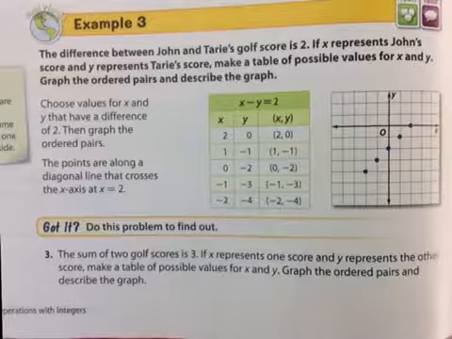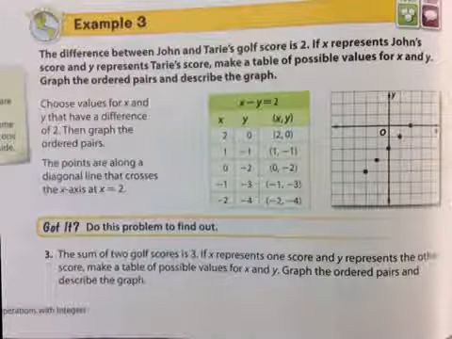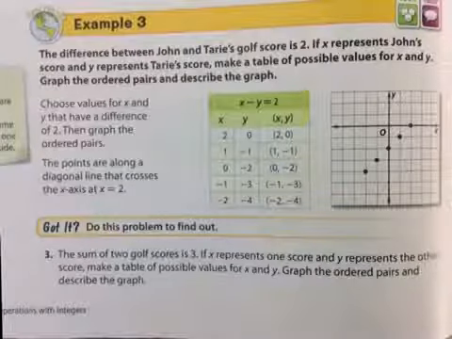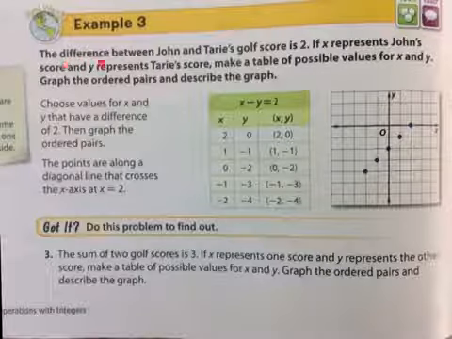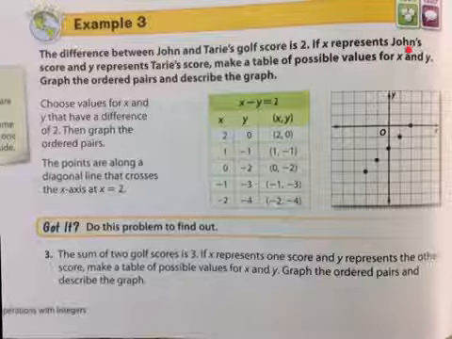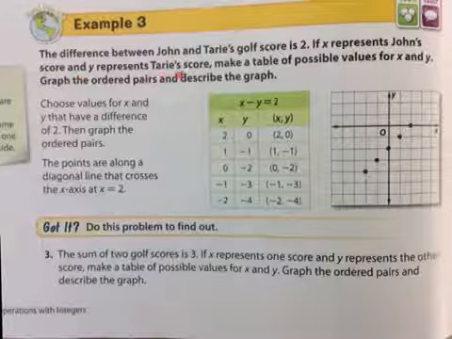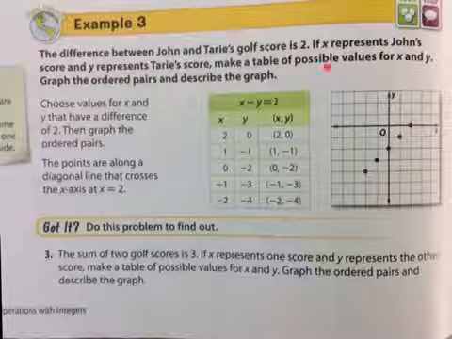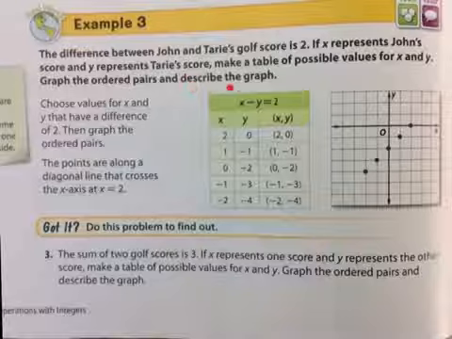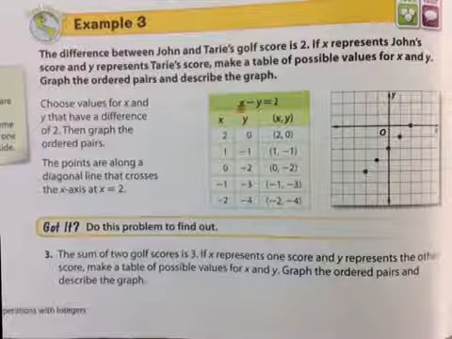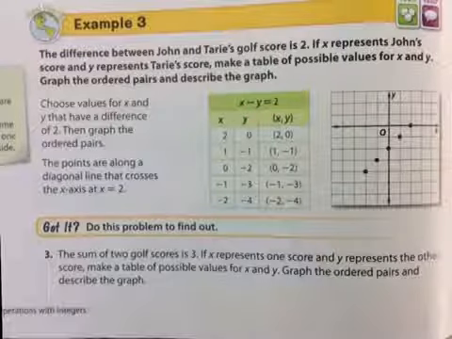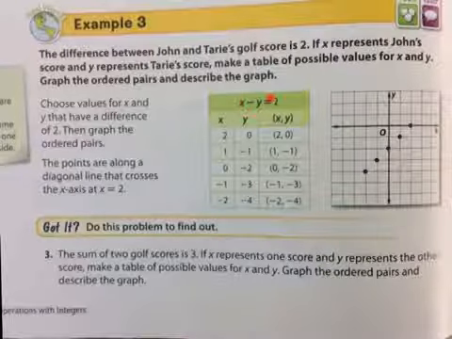Continuing. Example 3 on page 84, we have now a coordinate table with a coordinate plane and a real world situation. The difference between John and Terry's golf score is 2. If x represents John's score and y represents Terry's score, make a table of possible values for x and y. Graph the ordered pairs and describe the graph. So here we go. The x and y always equal 2, a difference of 2. You see x minus y, the difference always equals 2.